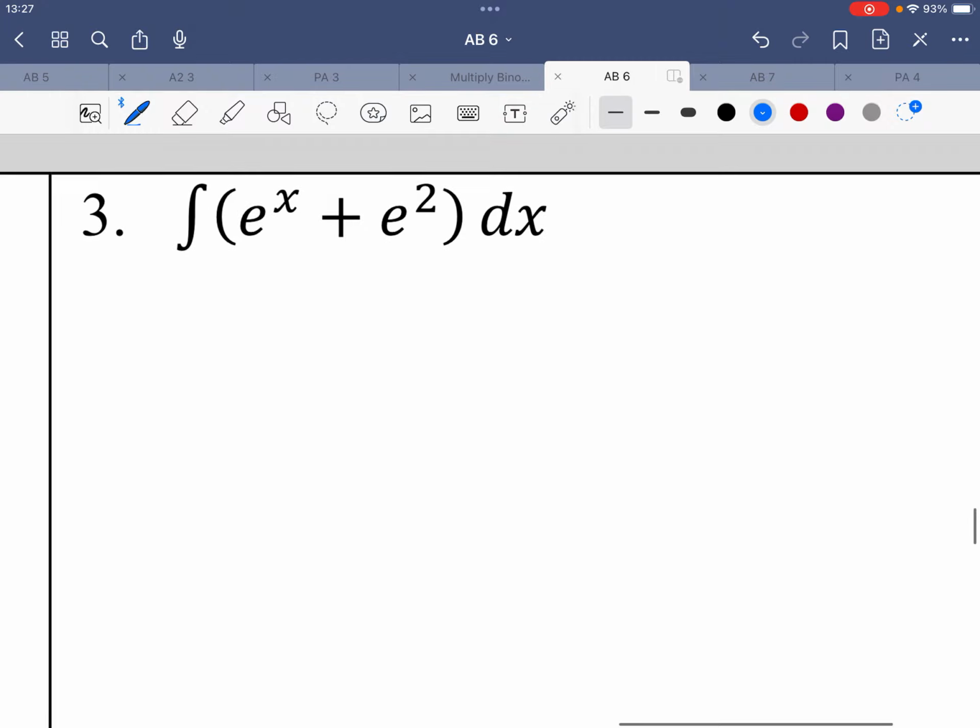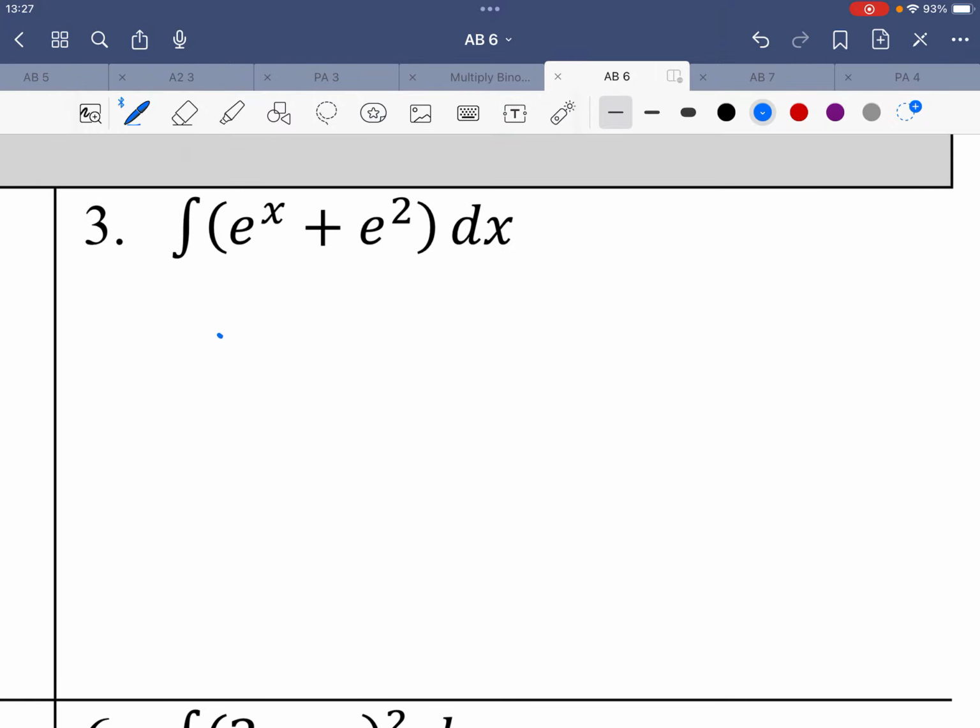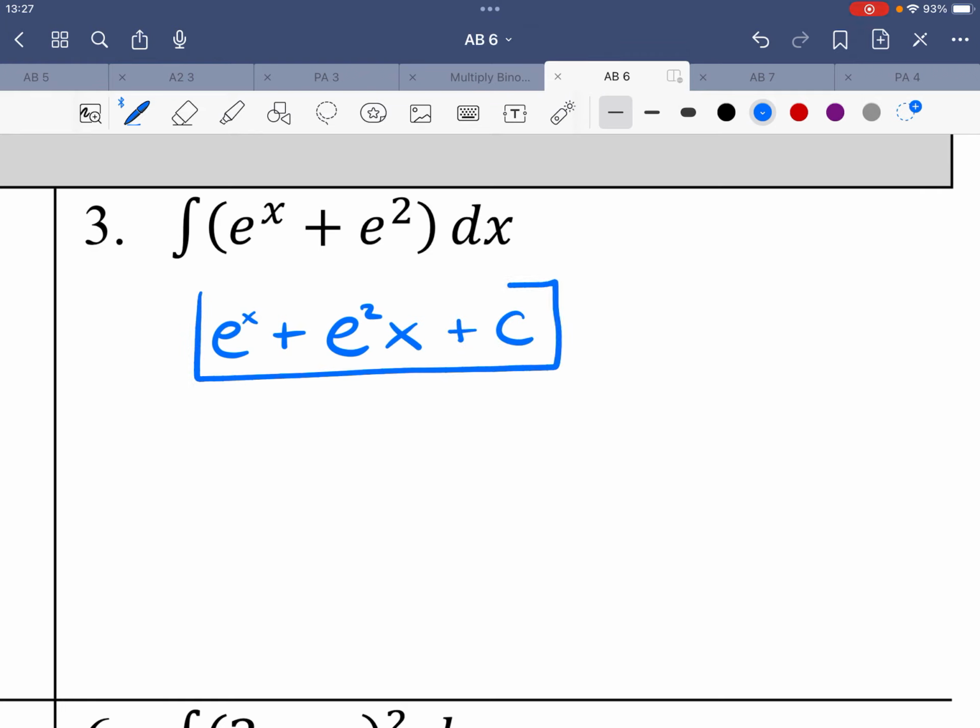Number 3, exponential, in this case with base e, so the antiderivative is itself. And then for the second term, you have to be careful because this is not an exponential, there's no x in the top, so this is just a number. e is 2.7 whatever, so e squared is just a number. So in this case, it's going to be the number times x, in the same way that the antiderivative of 2 is 2x, so the antiderivative of e squared is e squared x plus c, and that's it.